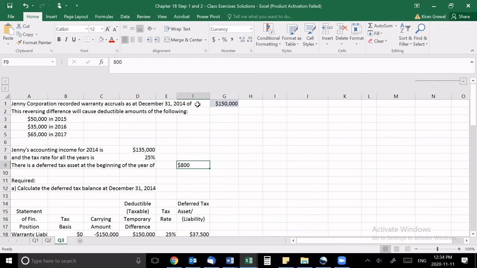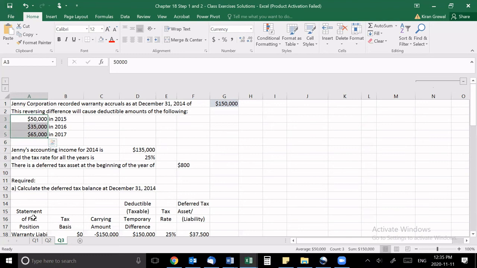We only have the one difference here, which is the warranty accruals. We don't have any other temporary differences. We don't have any permanent differences. This is a temporary difference because for accounting purposes, an accrual was recorded of 150,000 in 2014, but you're not allowed to record this for tax purposes until the cash has been paid, and the cash was paid from 2015 to 2017. So there is a timing difference of when this can be recorded for tax purposes and accounting purposes, and that is why it's a temporary difference, not a permanent difference.